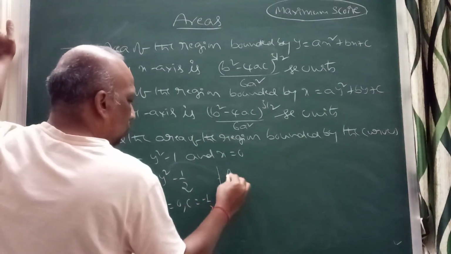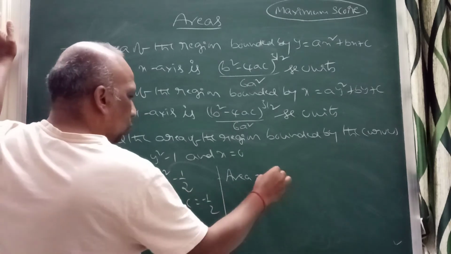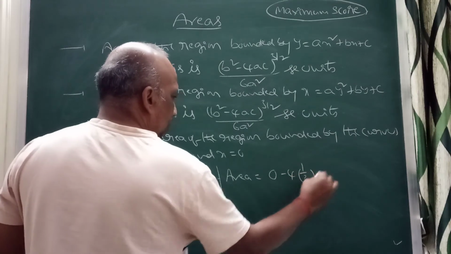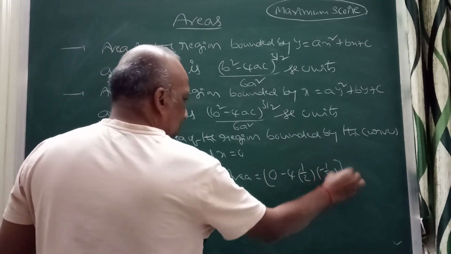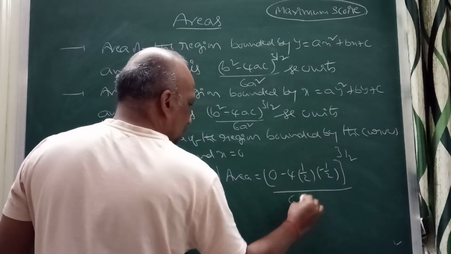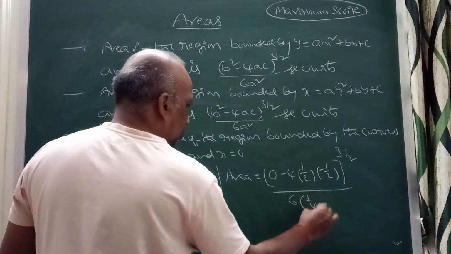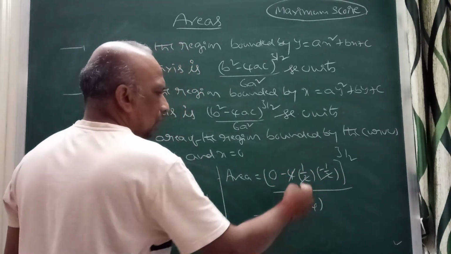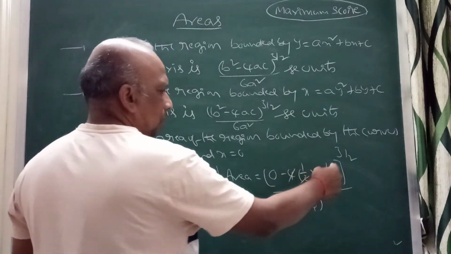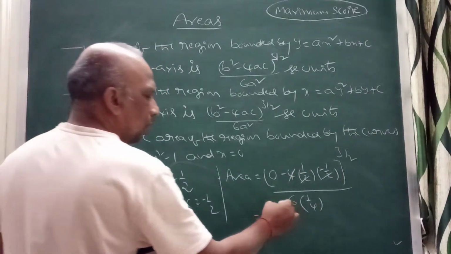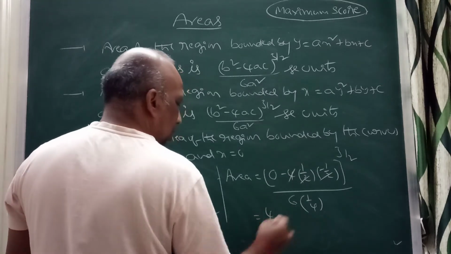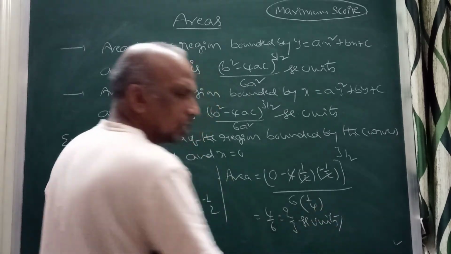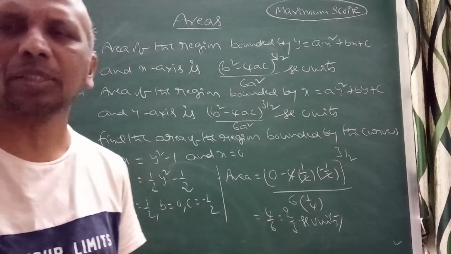Now area is equal to b square, so b square is 0, minus 4 into the a value 1 by 2, into the c value minus 1 by 2, whole power 3 by 2, by 6a square. 1 by 2 whole square is 1 by 4. I can simplify this. So 4 times 1 by 4 is 1, which is 1 power 3 by 2, minus into minus is plus 1. 1 power 3 by 2 is 1 only. It will go here, 4 by 6. Correct. It will come 2 by 3 square units. The answer will be 2 by 3 square units.